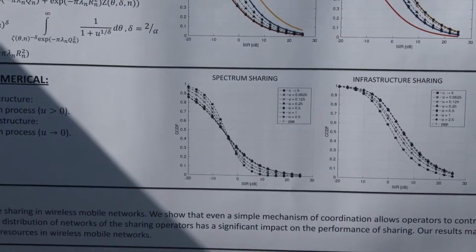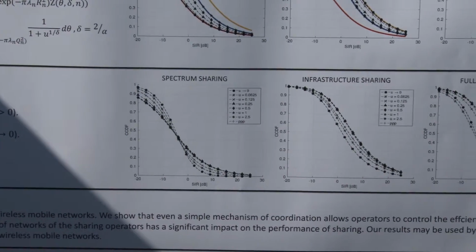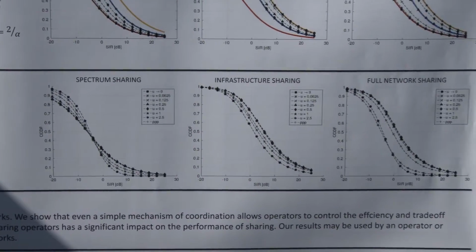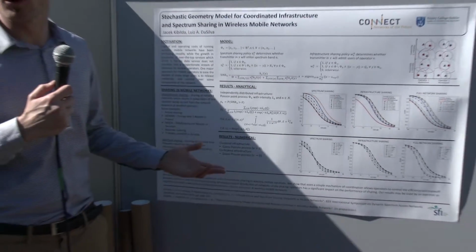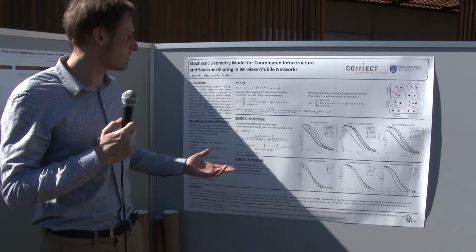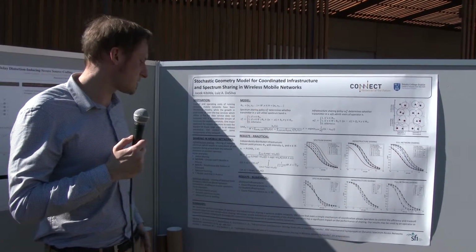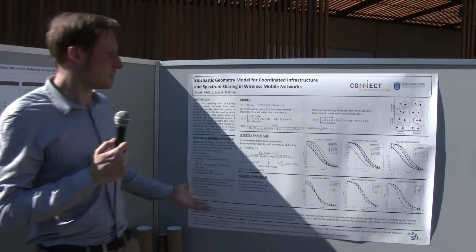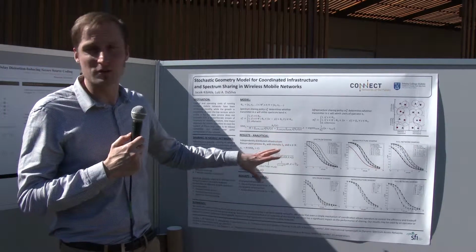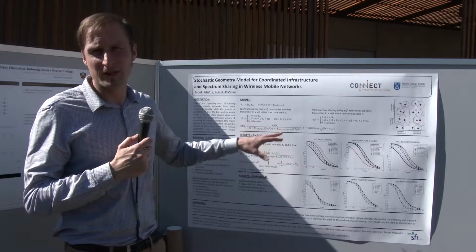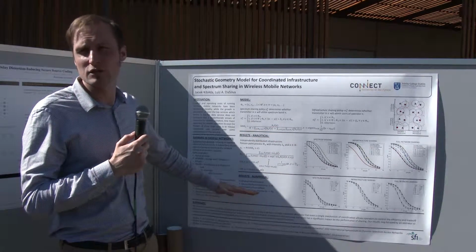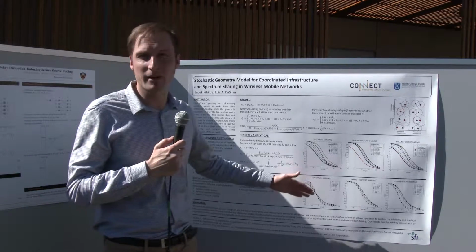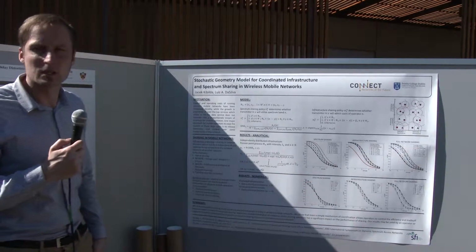So just to quickly summarize, what we do in our work is we provide a model that allows mobile operators or regulators to essentially assess the performance of different forms of resource sharing. In this case, it's spectrum and infrastructure. And what we also observe, when we start looking into those results, is that there are some interesting trade-offs between spectrum and infrastructure sharing, and that this relative distribution of the networks of two operators will have an impact on the efficiency of this sharing.